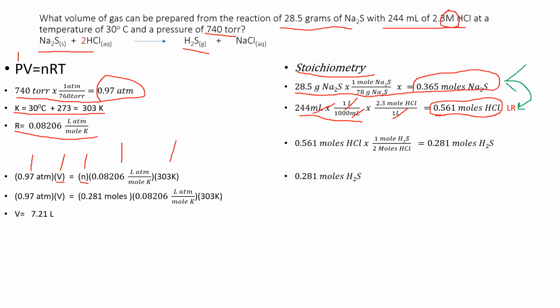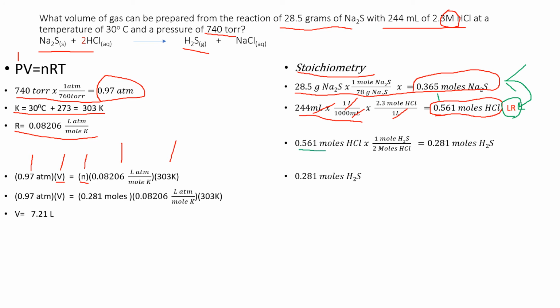And when you compare this, 0.561 is less than twice the amount of 0.365. So what that means is we don't have twice as much HCl as the Na2S. Being we don't have twice as much, that's going to make the HCl the limiting reactant. It's going to run out first. Everything's going to be based upon our limiting reactant, so that's what we're going to use. That's why determining that limiting reactant is such an important step. So our limiting reactant is the HCl.